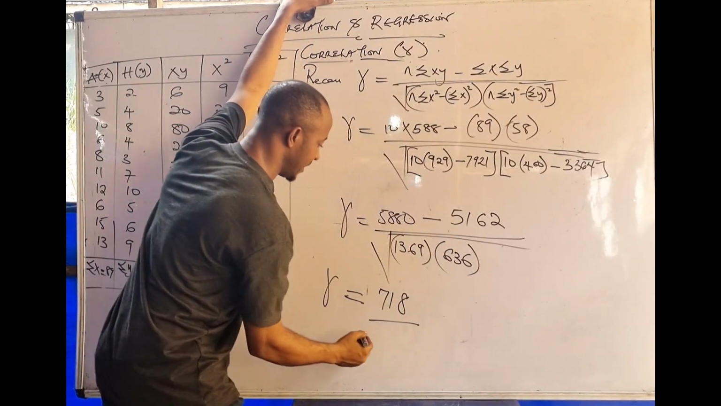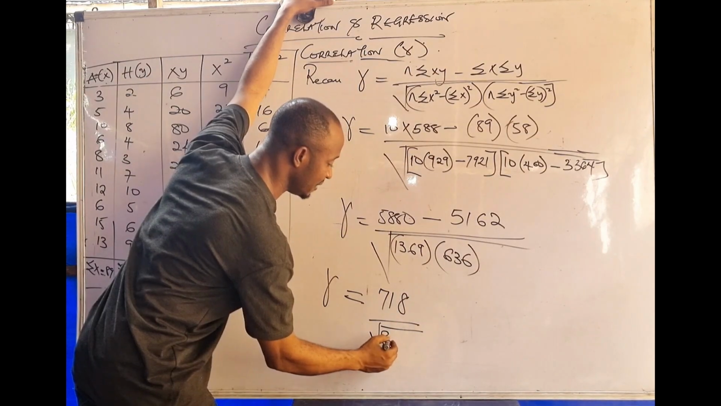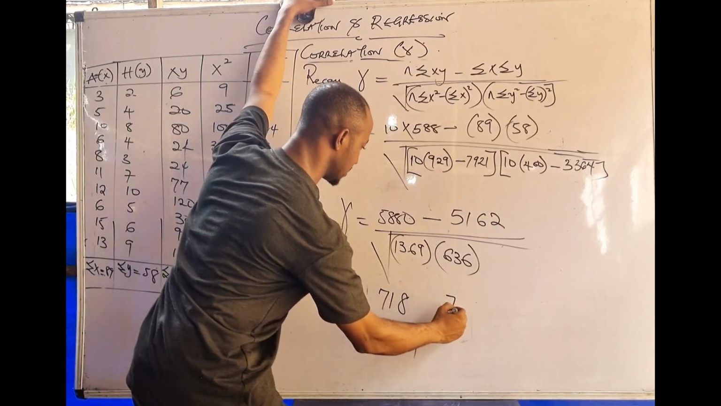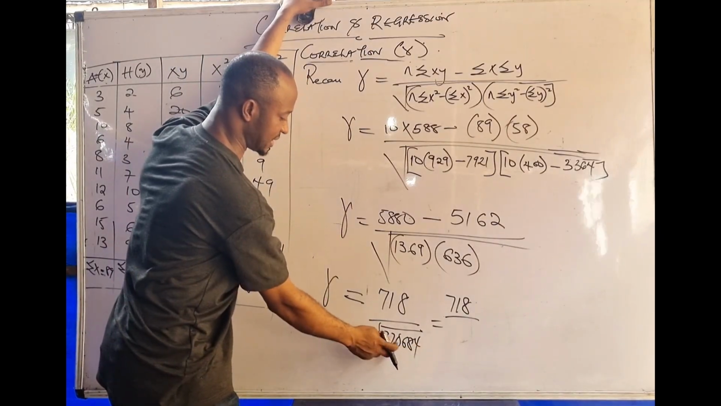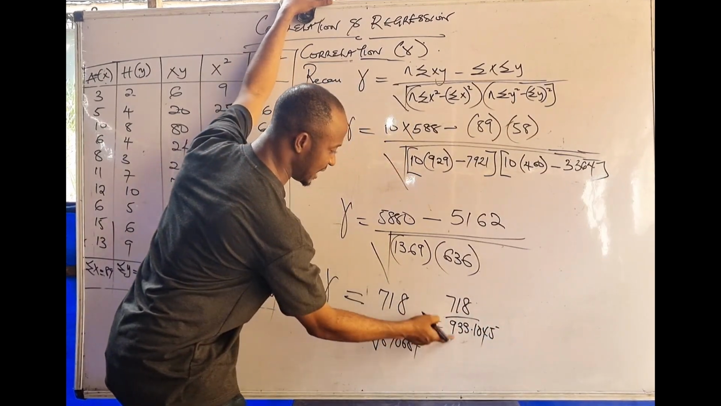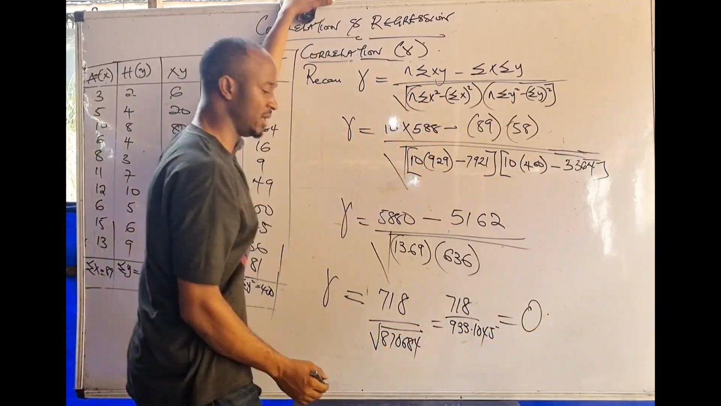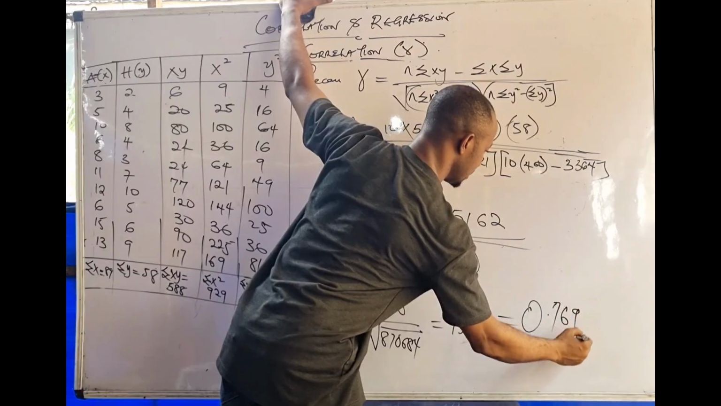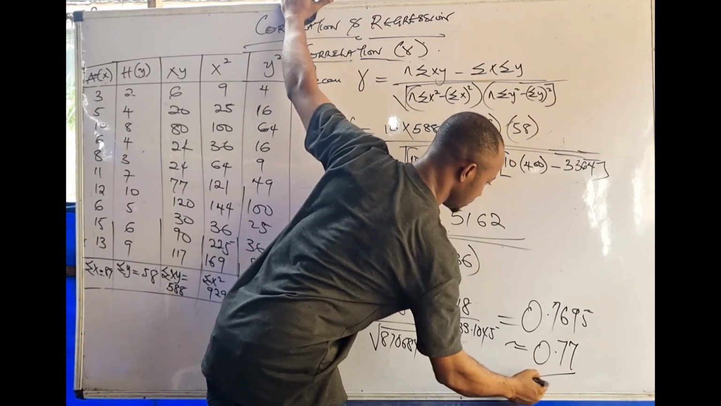718 divided by the square root of, multiply this. What do you have? Give me the value. 870684. That's right. What's the root of that number? So 718 over what? The root of 870684 is 933.45. Divide this now, 718 by 933.45. What do you have? 0.7695, which is almost the same as 0.77.